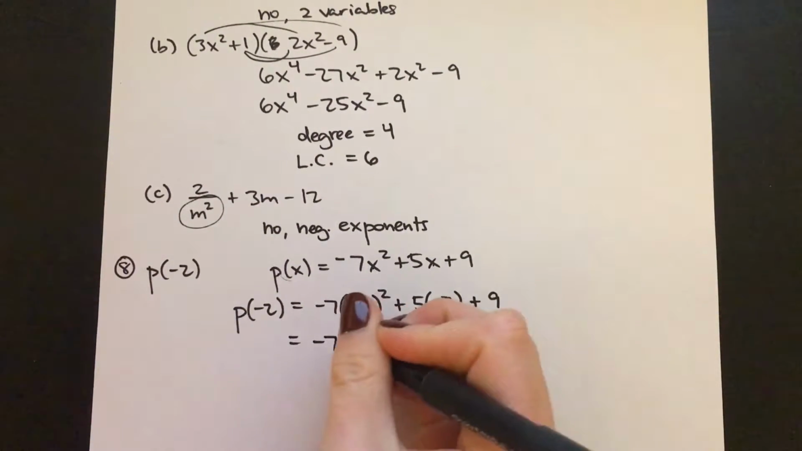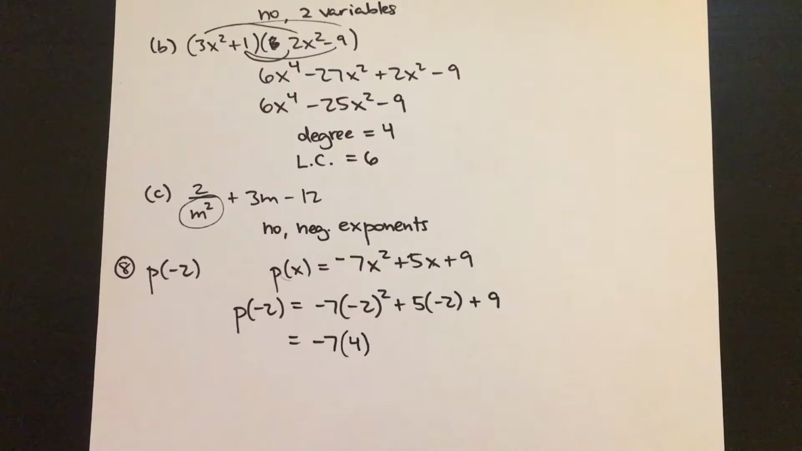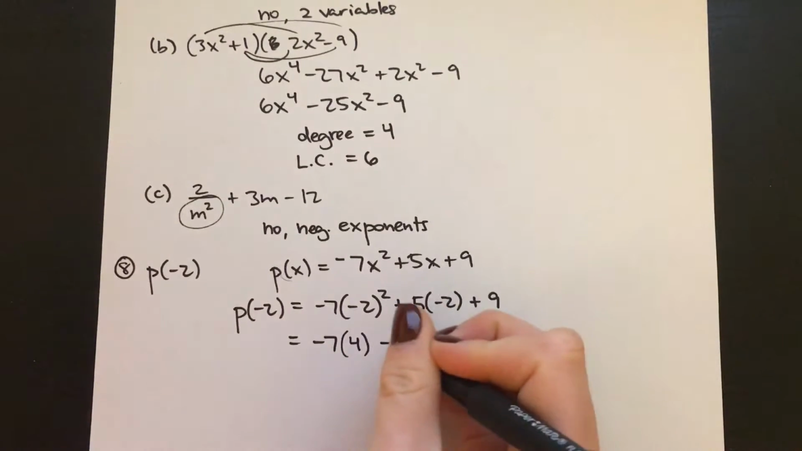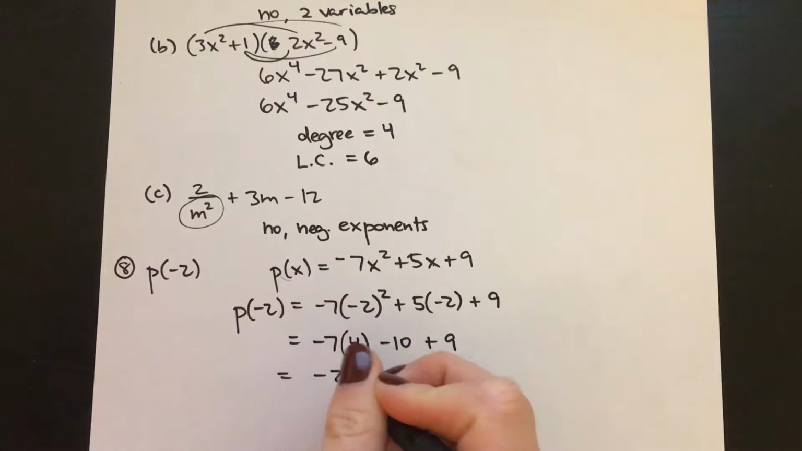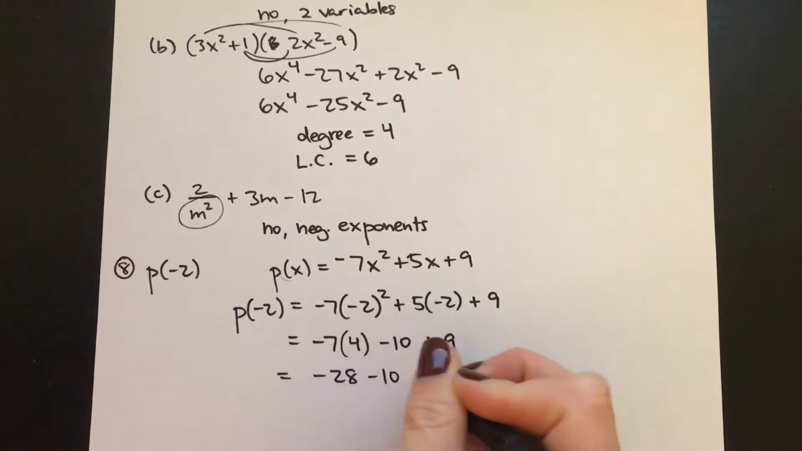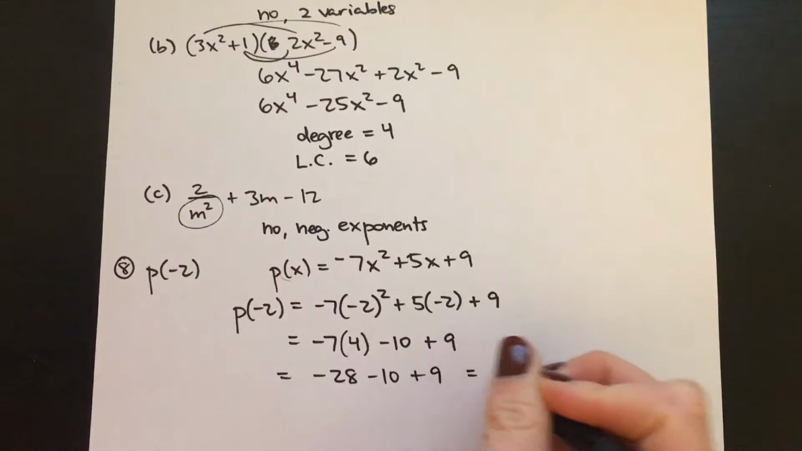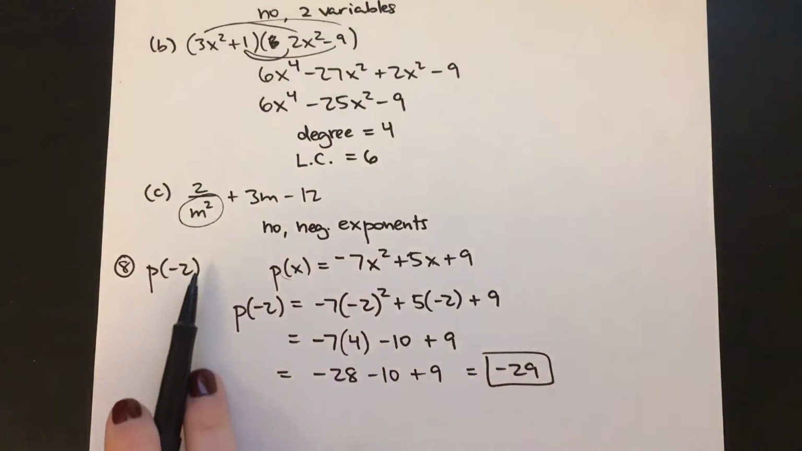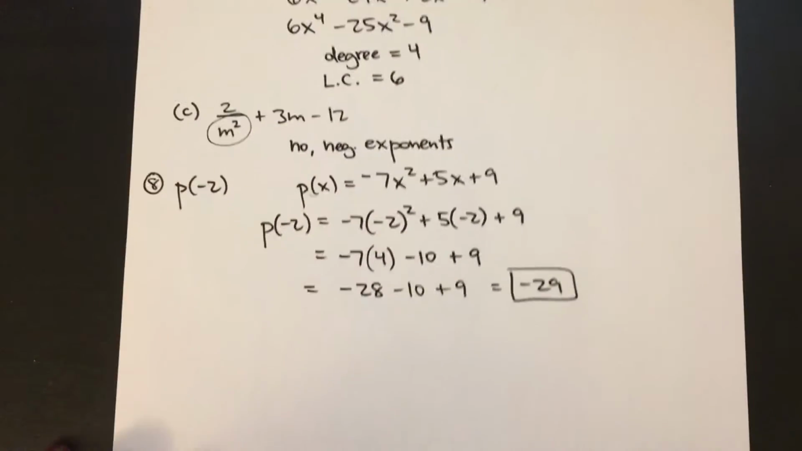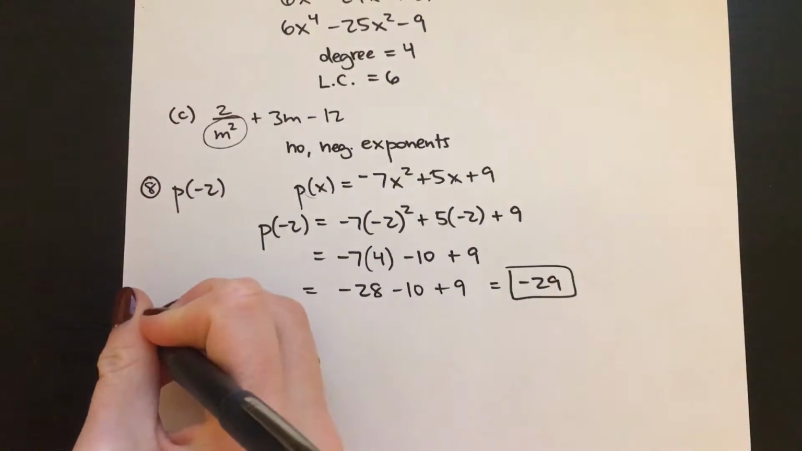So we have -7. If I square -2, I get 4. This multiplies out to a -10, and then plus 9. This would be -28 minus 10 plus 9. So that is a -29. So with something like that, if you're just plugging a number into a function, your final answer would just be a number when you're done.